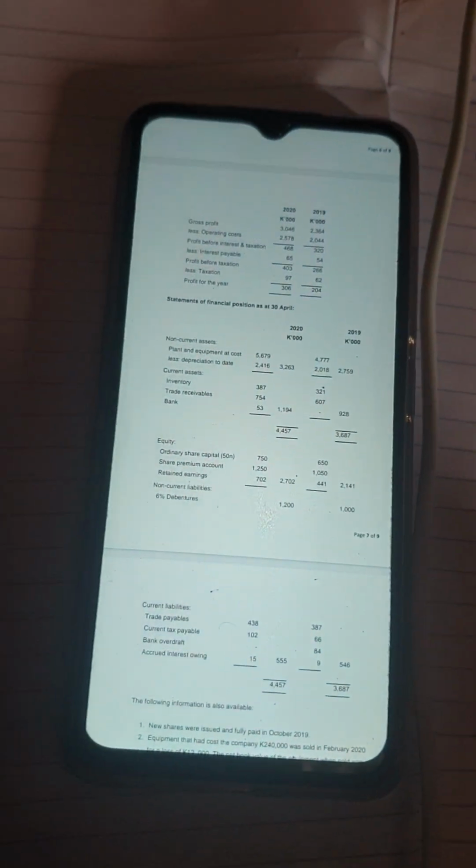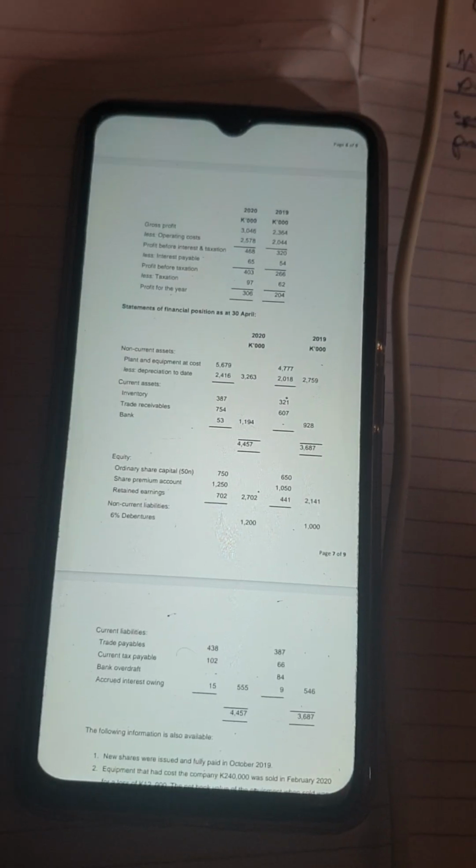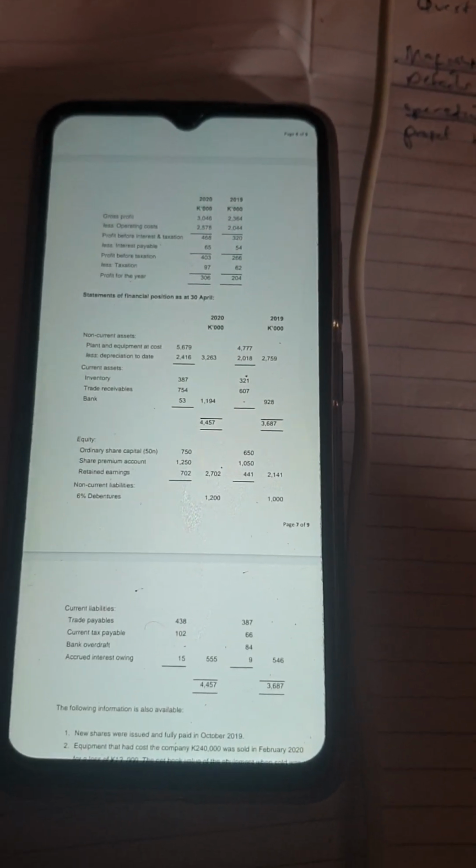So let's go to our 2020 information. We said we were looking for the profit before tax, which in this case is 403. So that's what we're going to write, 403. And then we're going to look for everything that is between the operating profit, what we call profit before interest and tax, and the profit before tax.